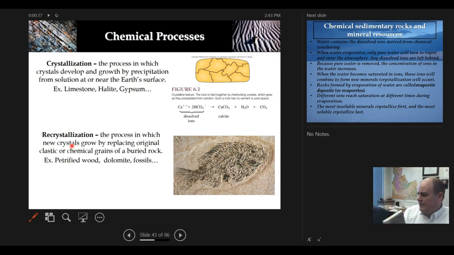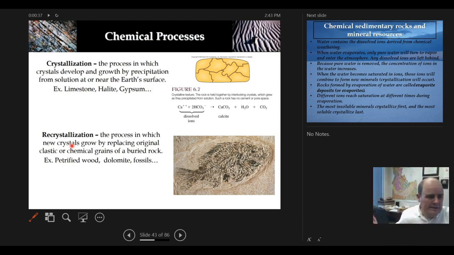So a good example of this is petrified wood. I have an example of that right here. You can see the different petrified wood here, where it looks like the actual wood grains, but the organic material has actually been replaced by silica and other minerals.